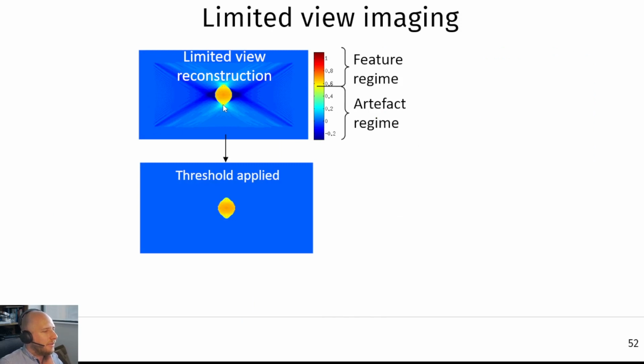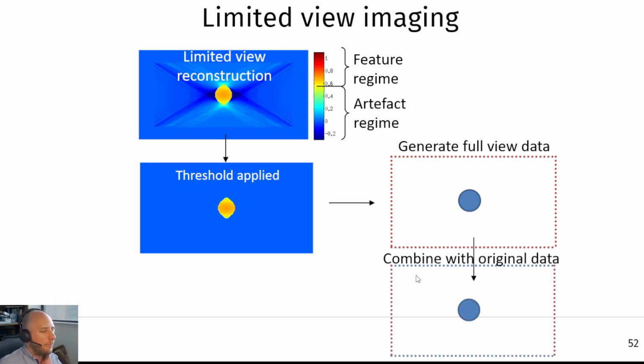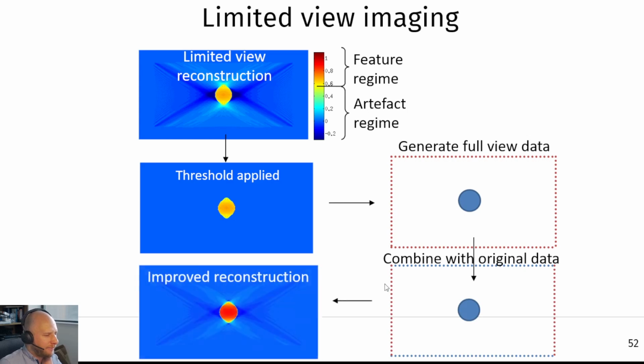So with that in mind, we take our limited view reconstruction, we apply a threshold to remove the kind of background artifacts. Then we generate a full view data set. So it's necessary to do it this way around, but generate a full view data set, combine that with the original data you had, and then reconstruct that, and you have an improved reconstruction. So effectively, we combine this thresholded image with the actual measured data that we had in our original limited view reconstruction. You can see this is much better. So the contrast is better, the artifacts are reduced, and so on. And also, we don't just stop there. We can go on and iterate the process over and over again.